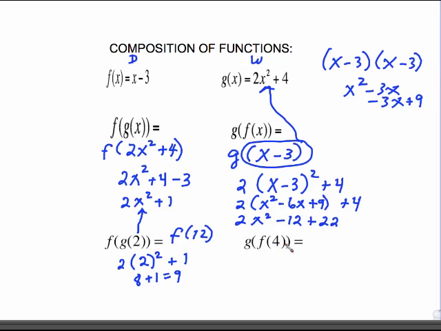So g of f of 4 wants me to put the 4 into this function. So that's 2 times 4 squared minus, I just noticed this was supposed to be 12x up here, minus 12 times 4 plus 22. Arithmetic: 4 squared is 16, times 2 is 32, minus 48 plus 22. You can type that in your calculator or do it in your head, and you should get 6.